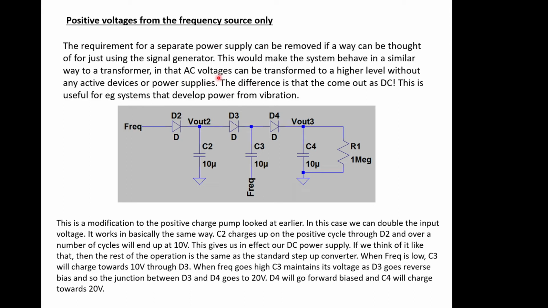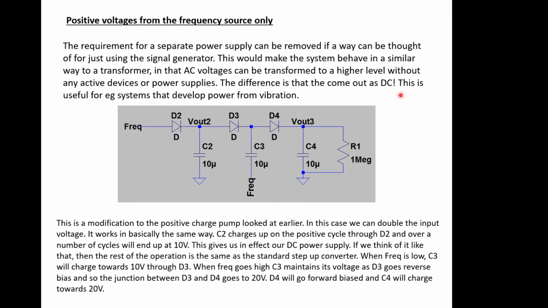The difference being, of course, that in this case we put an AC in, it gets converted to a higher voltage, but comes out as DC. So we've got an AC to DC conversion implicit in this type of system. So it's a sort of combined transformer and rectifier in one.